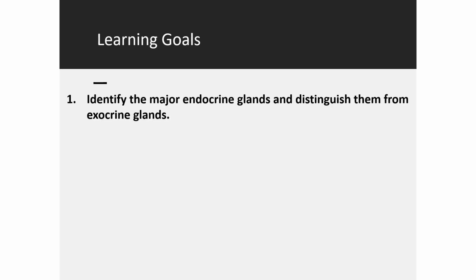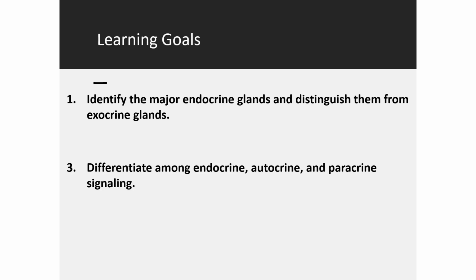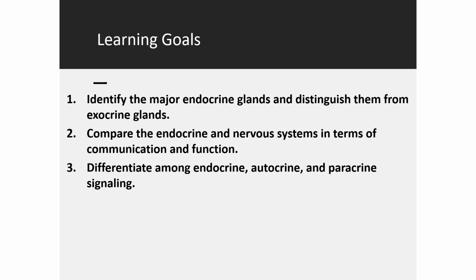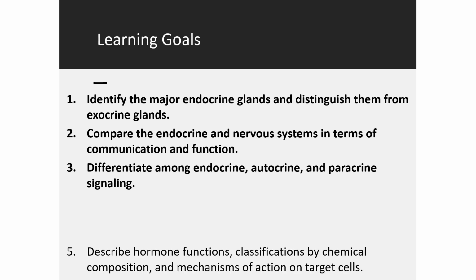I'm actually going to break the endocrine system up into a couple of little videos so that there's not one 60-minute long video that you're watching. By the end of this first video, I want you to be able to identify the major endocrine glands and distinguish them from the exocrine glands. I want you to differentiate among endocrine, autocrine, and paracrine signaling. And then I want you to be able to compare the endocrine and nervous systems in terms of communication and function.